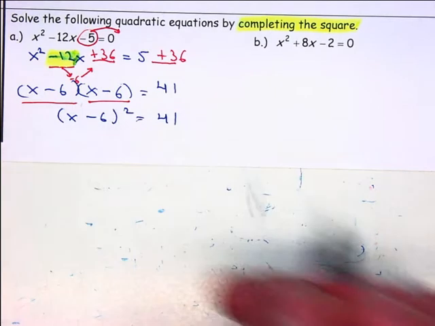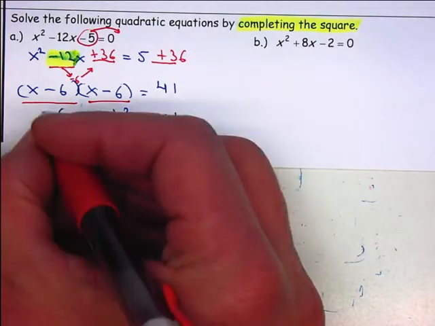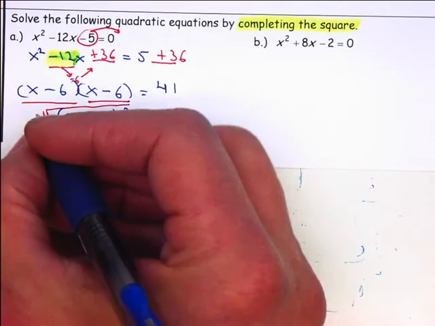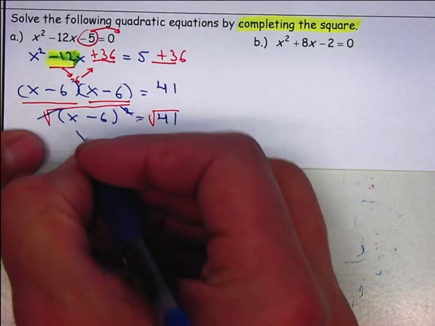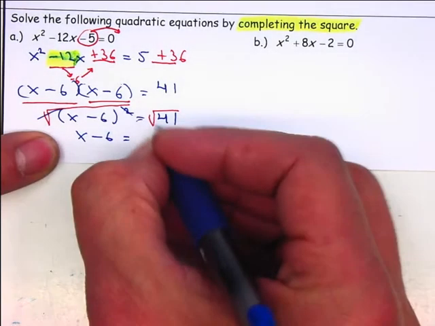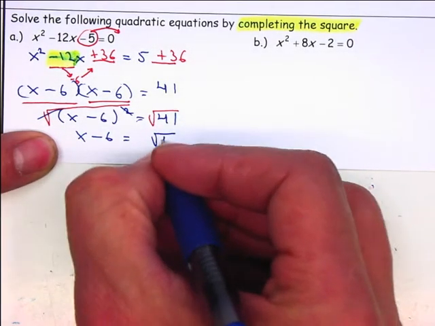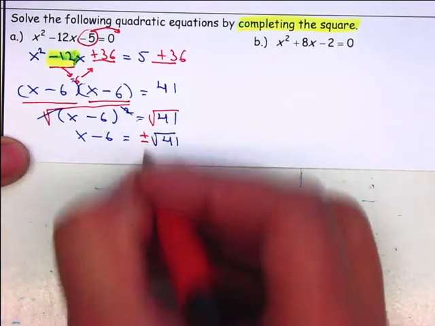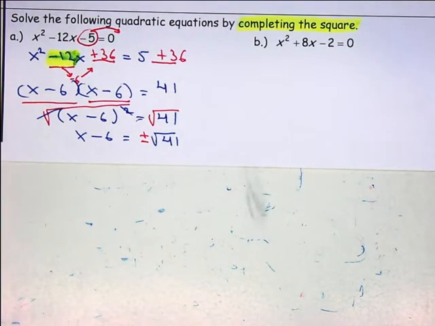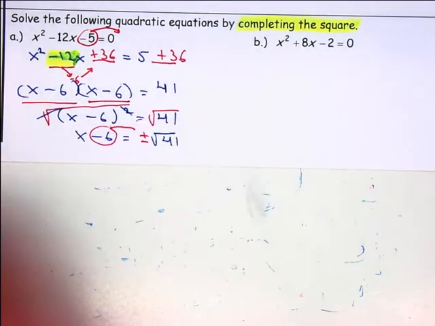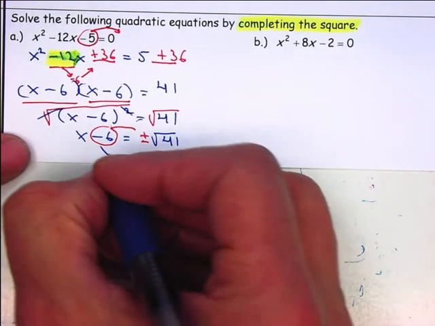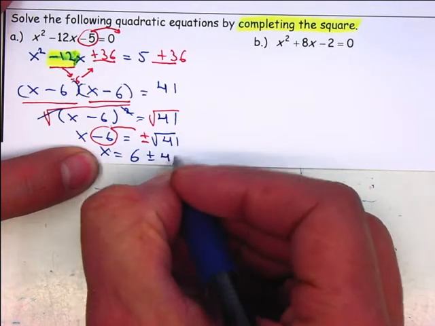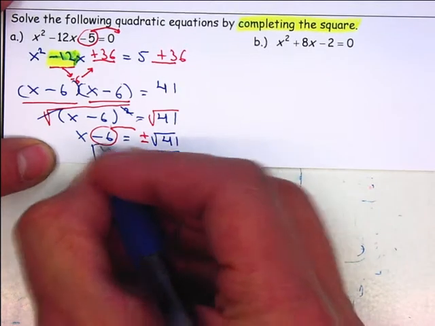To get rid of the square, I'm going to take the square root on the left and on the right. The square root and the square cancels. I have x minus 6 is equal to square root of 41. And what did I forget? Plus or minus. And then the last step will be just to move my negative 6 to the right, becomes a positive 6. So 6 plus or minus square root of 41. And this will be my answer.